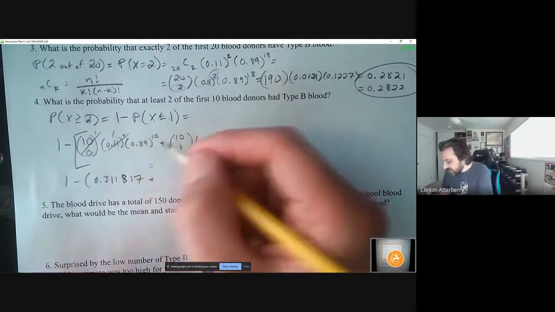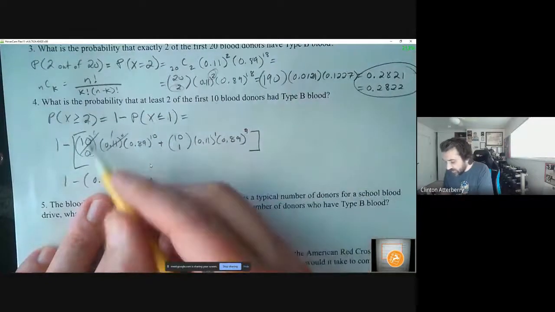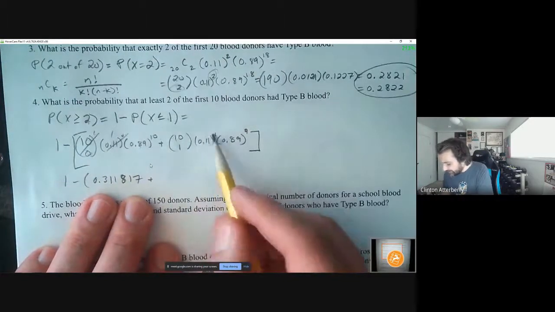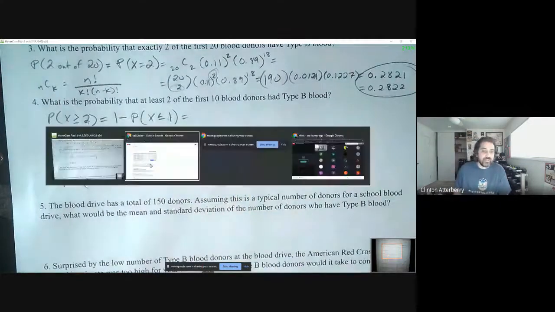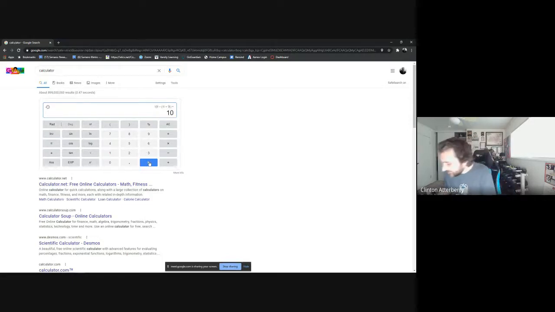Now I'm going to add this to 10 choose 1, which will not be 1 anymore. It'll be slightly different, I think it's like 10. And then 0.11 to the first power, and 0.89 to the 9th power. So 10 factorial divided by 1 factorial times 9 factorial. These two numbers here should add to the number on the left, so that equals just 10.